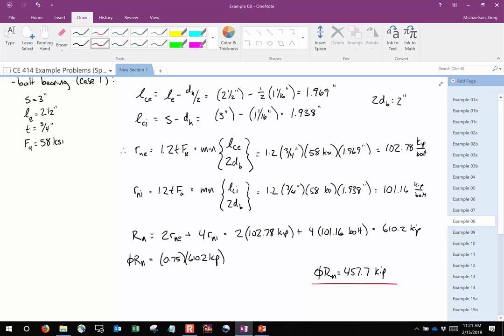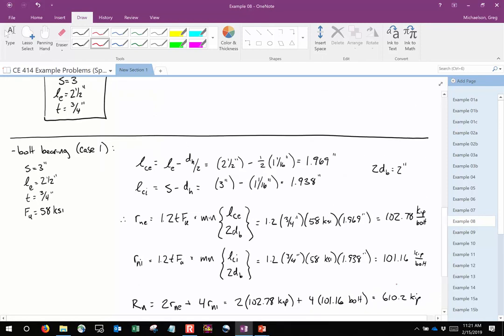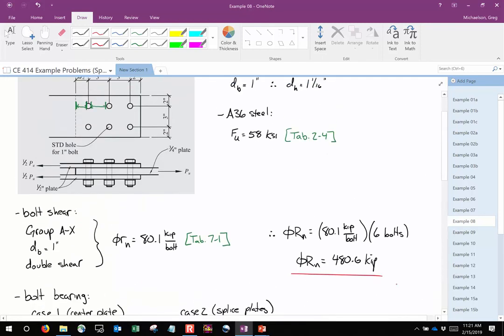So, everybody good? Let me ask you this. If you started loading this connection, what do you think is going to happen first? How is this connection going to fail? It's going to tear out. Here is the capacity in bolt bearing. Scroll up a little bit. This was the capacity we got in bolt shear. This was 480, right? So its capacity in bolt bearing is less. If I pull on this connection, the bolt bearing capacity is what we're going to reach first. We're going to tear these bolts out before we shear them, okay?